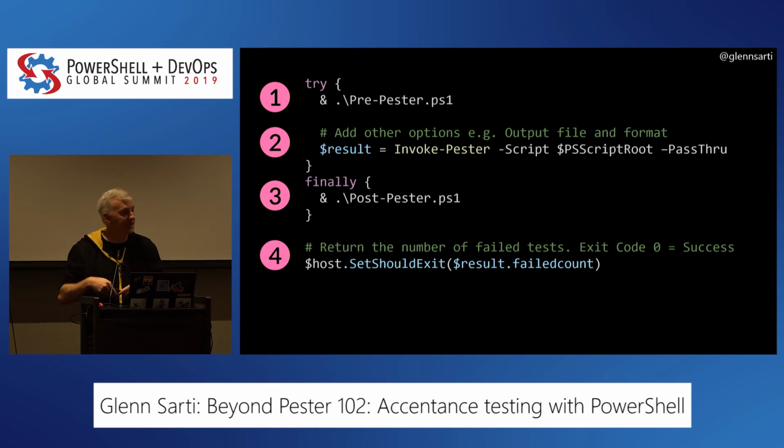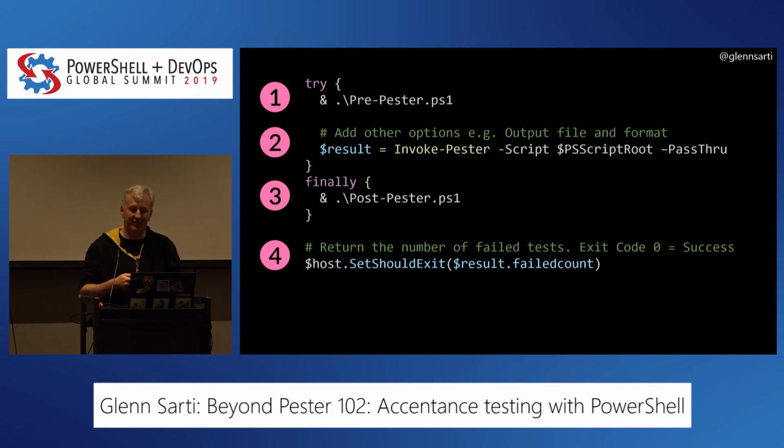So step one, inside the try block, we run our pre-Pester script, which provisions the Docker container. Step two, we run the Pester tests. Step three, we then trash all of our systems under test. And then step four, we just exit PowerShell with the number of tests that actually failed, because that's kind of a useful number to use when you're using automated systems. So now we have an automated UAT suite, which we can run whenever we're making changes.